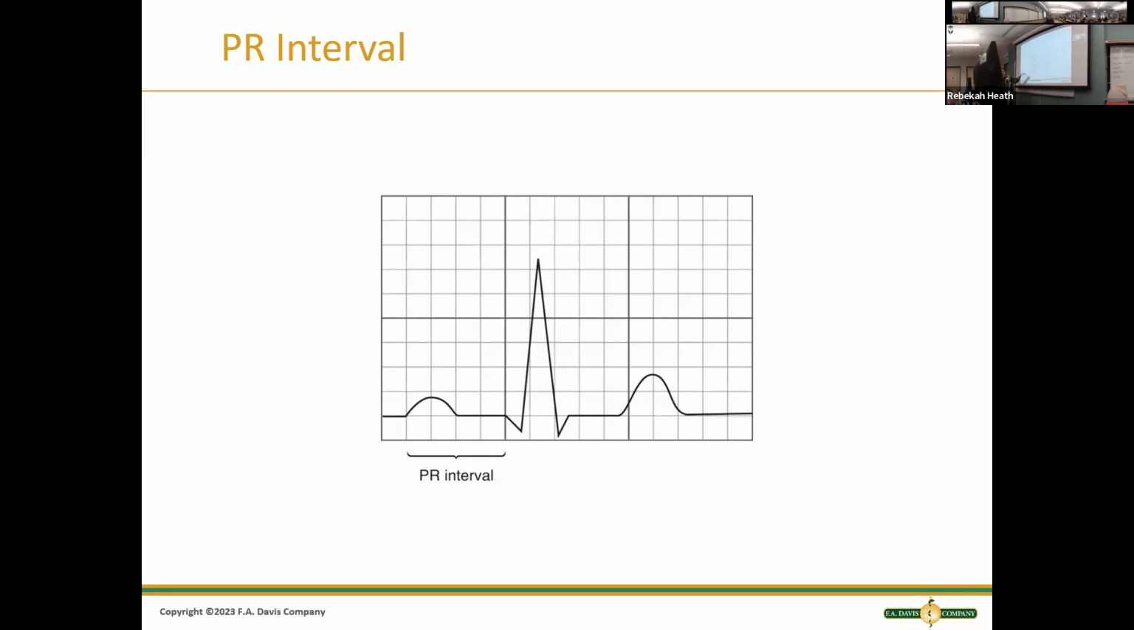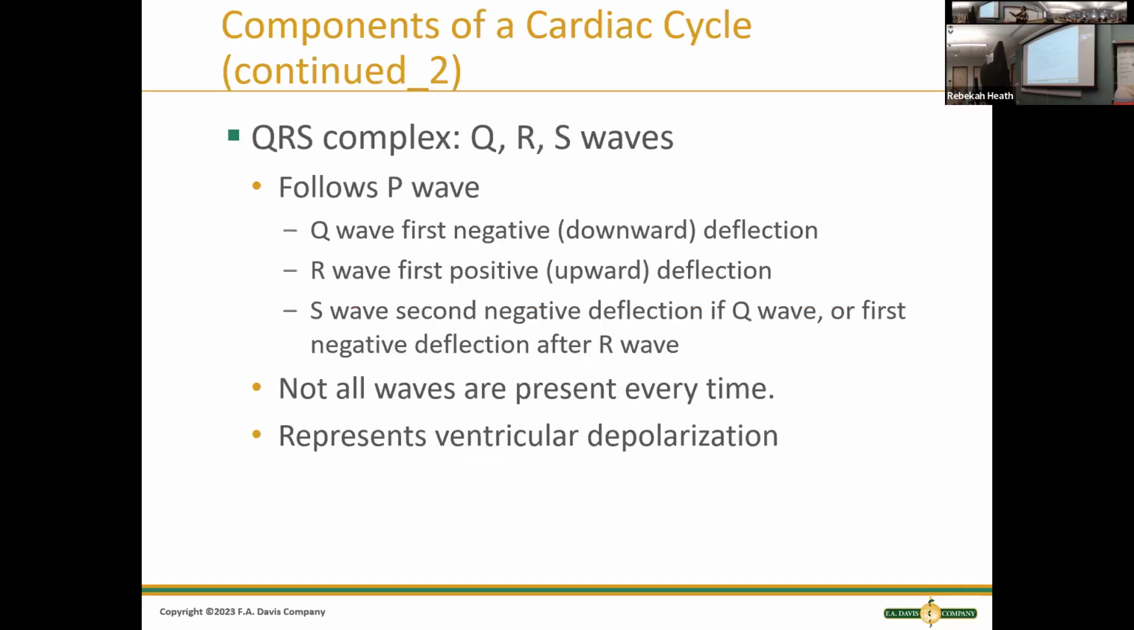We would count the boxes, right? So how much is one box? 0.04. So 0.04 times 1, 2, 3, 4 is 0.16. Now, is that normal? Yes, it is, because it can be 0.12 to 0.20. So that's good. We got a normal one.